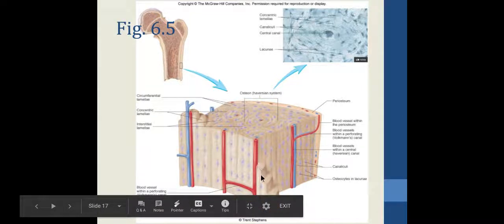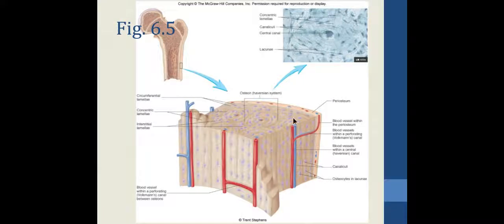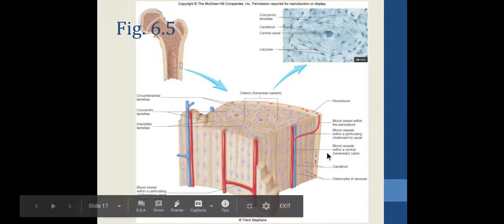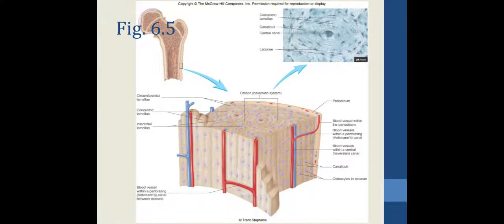You'll also see that those canals or blood vessels need to connect to each other. Those are our perforating canals going sort of sideways. When we have this central canal, with all of this stuff arranged around it in a nice orderly pattern, we call that an osteon. The osteon is going to have the osteocytes and their matrix nicely ordered around that central canal.